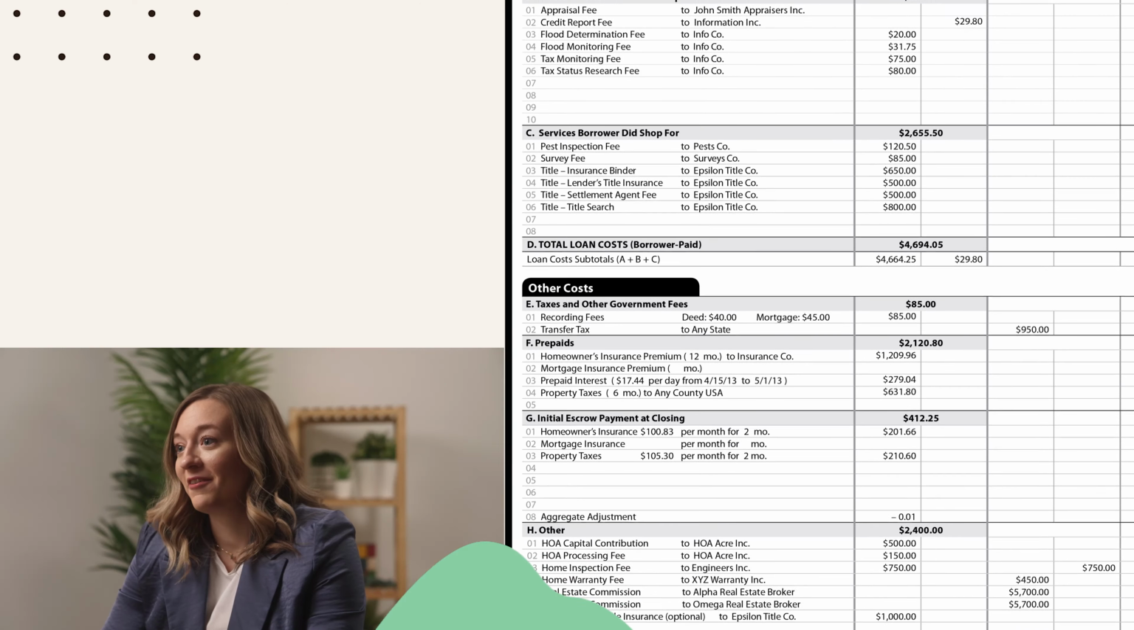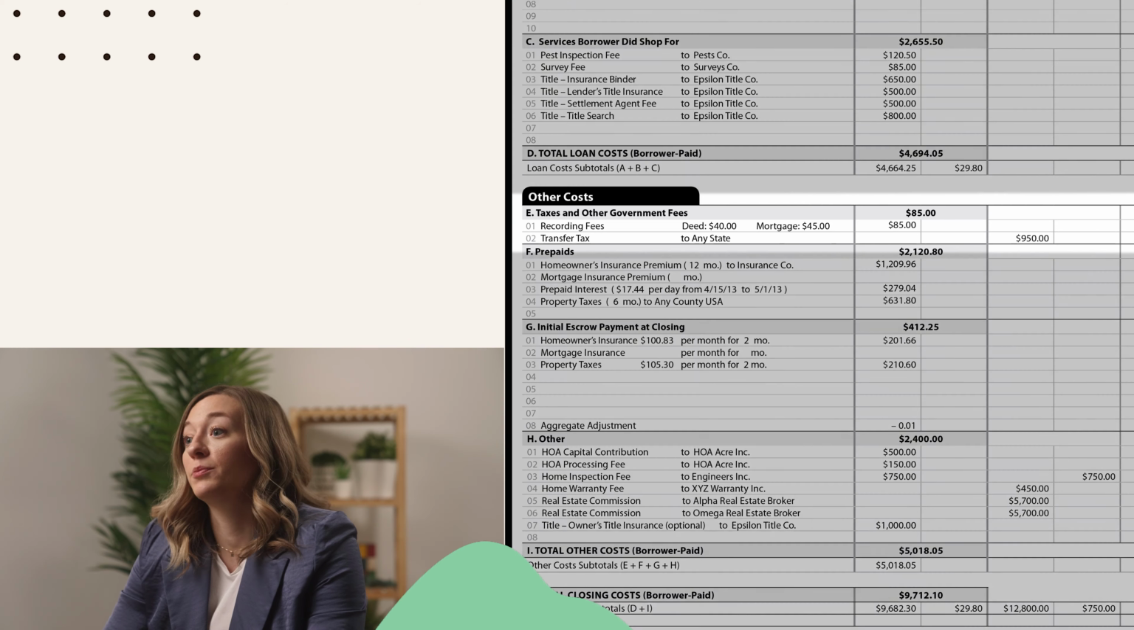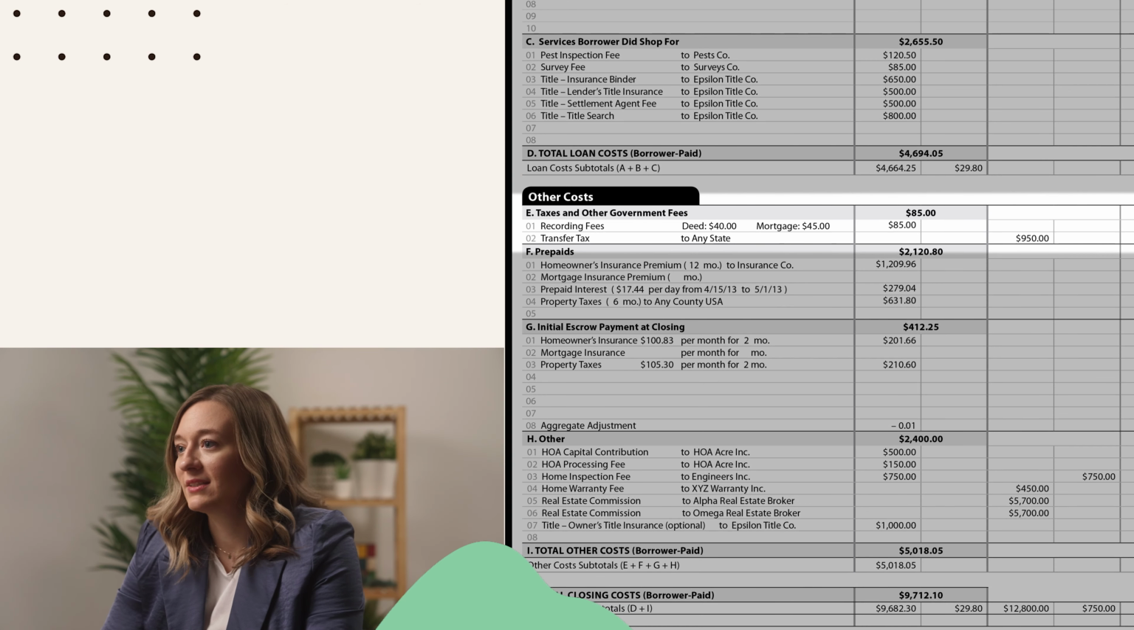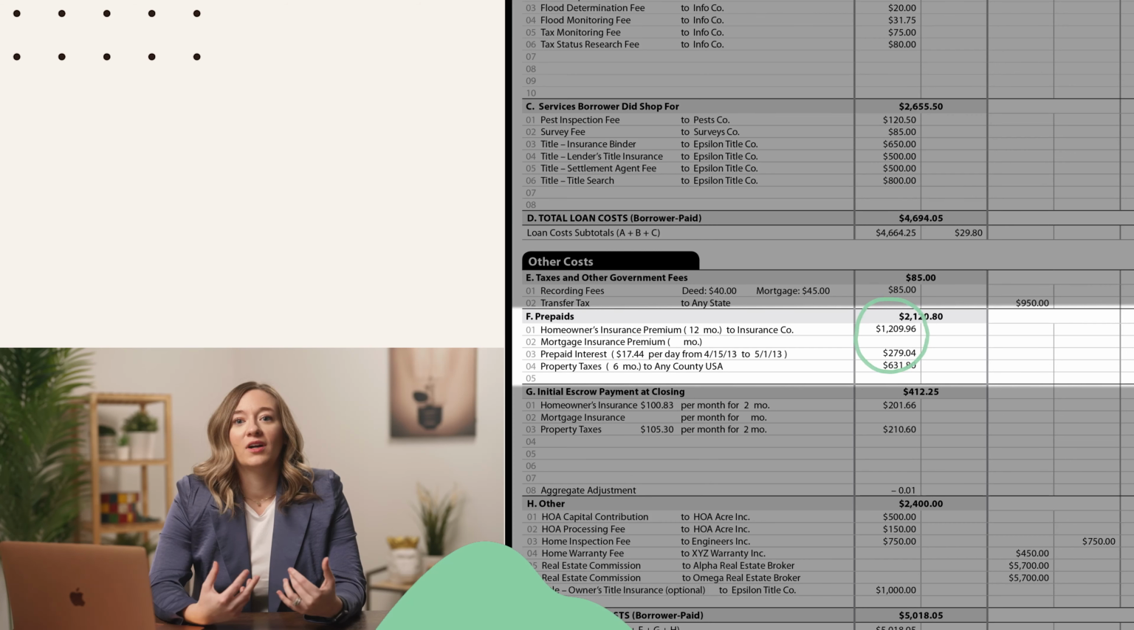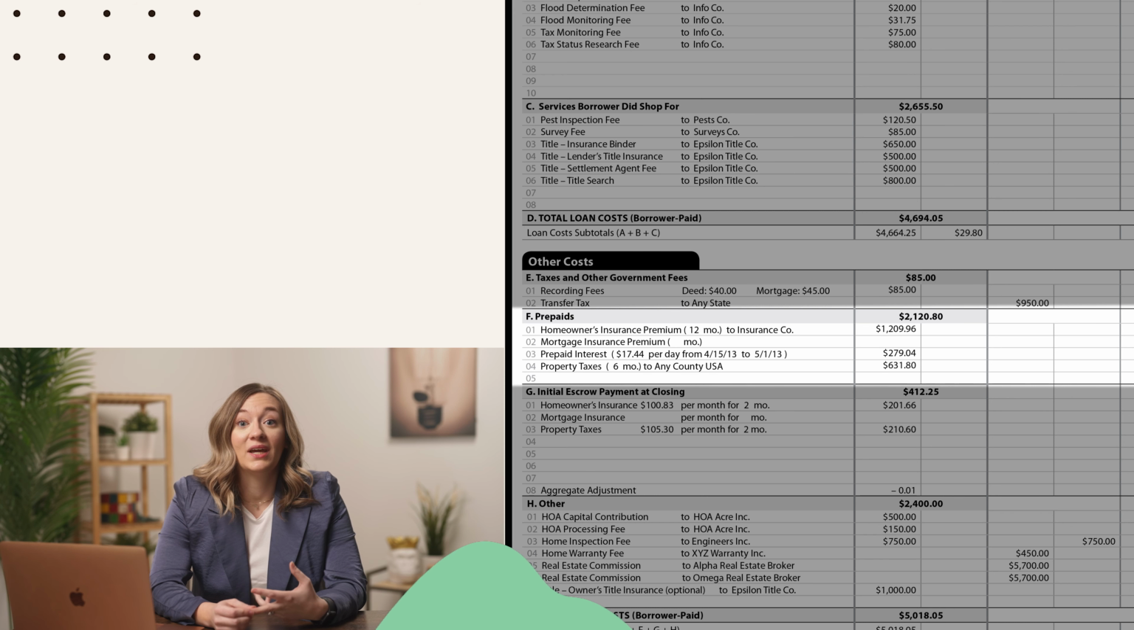Now, the bottom half shows you things that other entities require you to pay or that you have to prepay. So section E is going to be whatever recording fees you have. That's what, in North Carolina, the Register of Deeds charges to index your deed and your deed of trust. And then section F are your prepaids. So you have to prepay your homeowner's insurance for a year, starting from the date of closing. And then you also have to prepay any interest you have for that month.